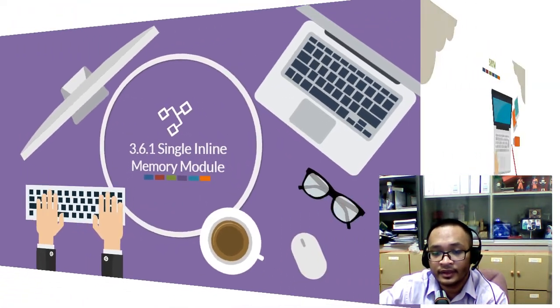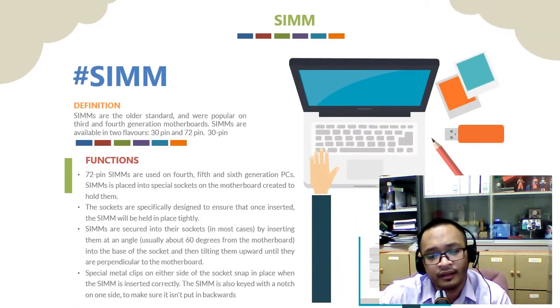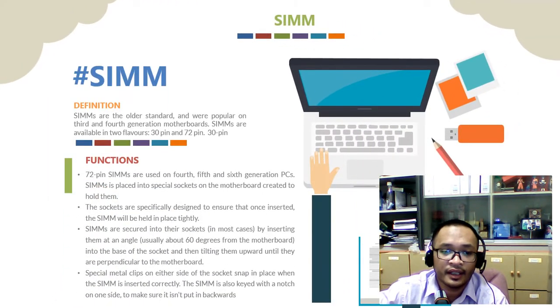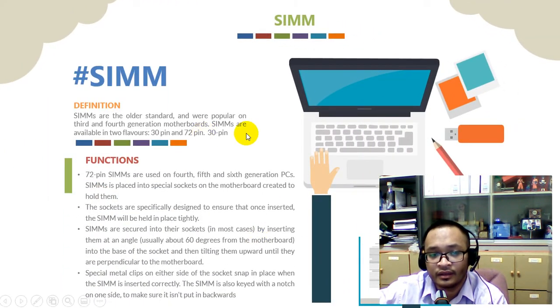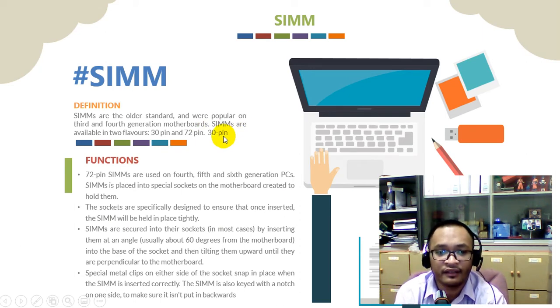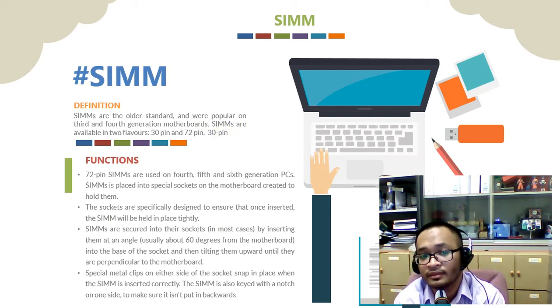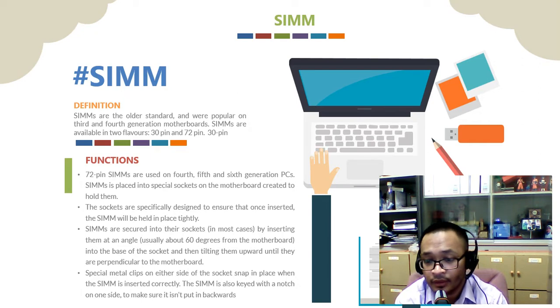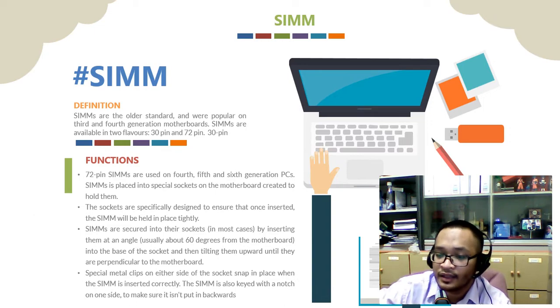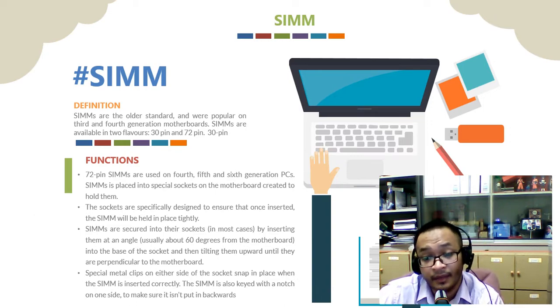So SIMM is the oldest RAM, usually the oldest standard, popular on the third and fourth generation of motherboards. You have two types, which are 30 pin and 72 pin. Usually you need to install these in pairs.